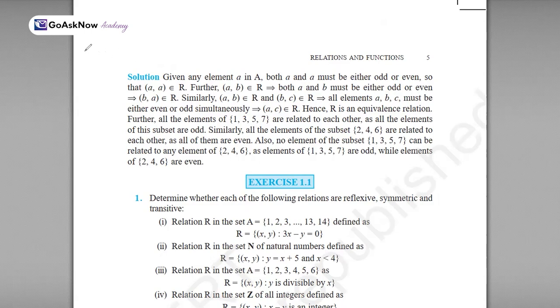So if I have, in this relation R, 1 comma 3 there and then I have 3 comma 5 there, I must have 1 comma 5 also there, because 1 is also odd and 3 is also odd. So the ordered pair 1 comma 3 is inside this relation R, because I must have the pair of odd numbers or the pair of the two even numbers of the set A.